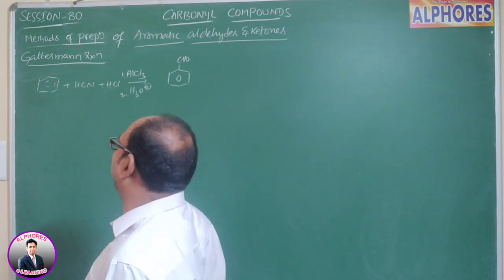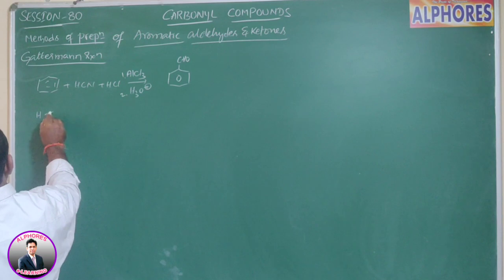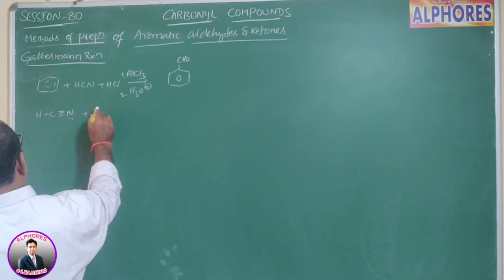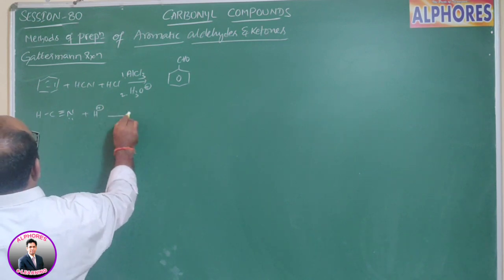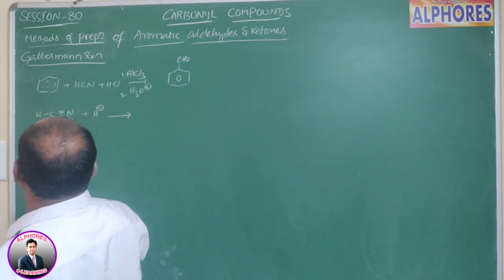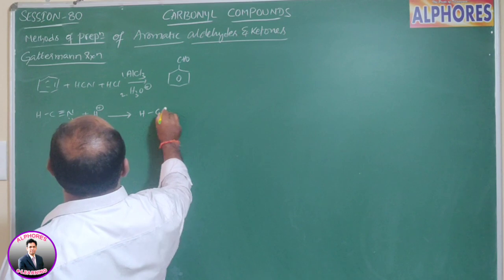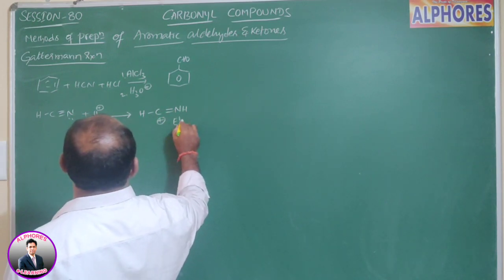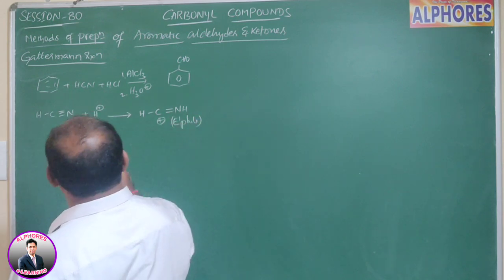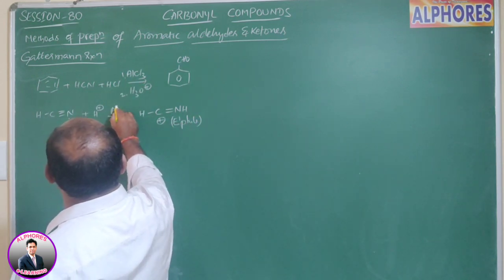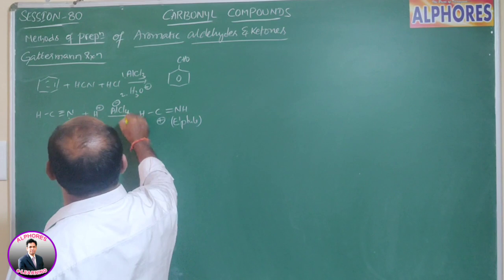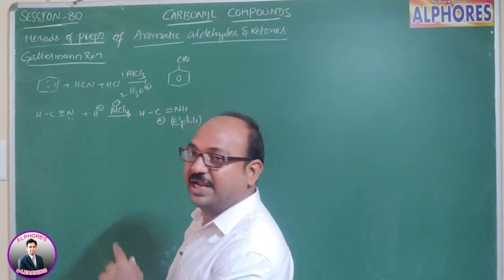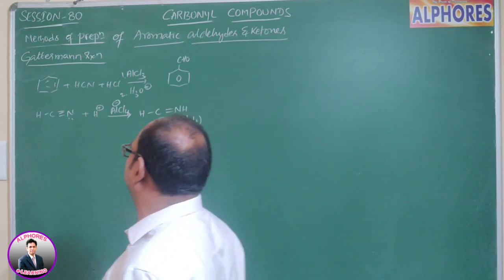So here is how the mechanism proceeds. In HCN triple bond N, nitrogen is more electronegative. Upon reaction with H plus from HCl, this H plus is taken by nitrogen, and we get HC double bond NH with a positive charge. Now this acts as the electrophile, and the Cl minus from HCl is taken by AlCl3, giving AlCl4 minus.